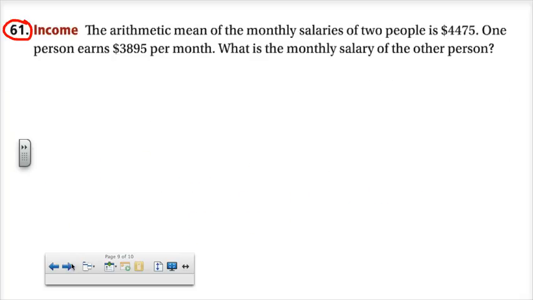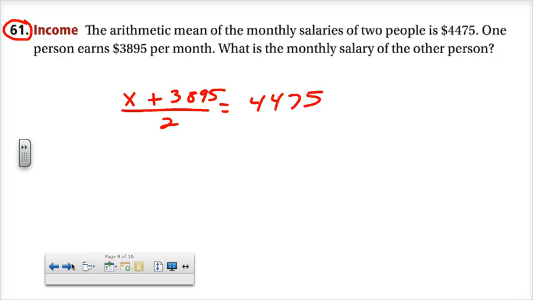61 says the arithmetic mean of the monthly salaries of 2 people is $4,475. One person earns $3,895 per month. What's the monthly salary of the other person? Well, we don't know, so I'm going to make that X. But I do know that if you add the $3,895 to that and divide it by 2, you're supposed to get $4,475. So the first thing I would want to do is multiply both sides by 2.